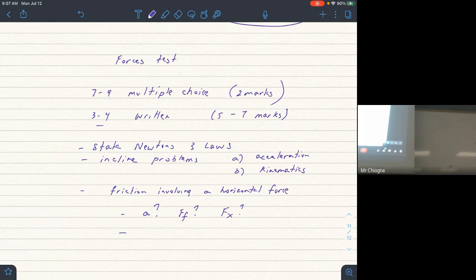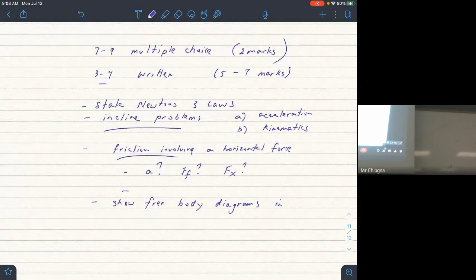So how far does it go, given the acceleration? How fast is it going after a certain amount of time? I would expect in the written part, for both the incline and friction, free body diagrams. That's in the written problems in general. I'll state it for clarity's sake in the problem, but in general, in the written problems.